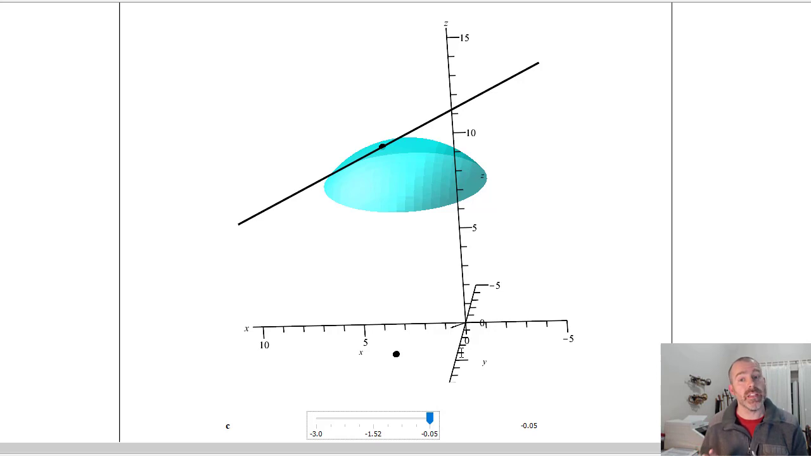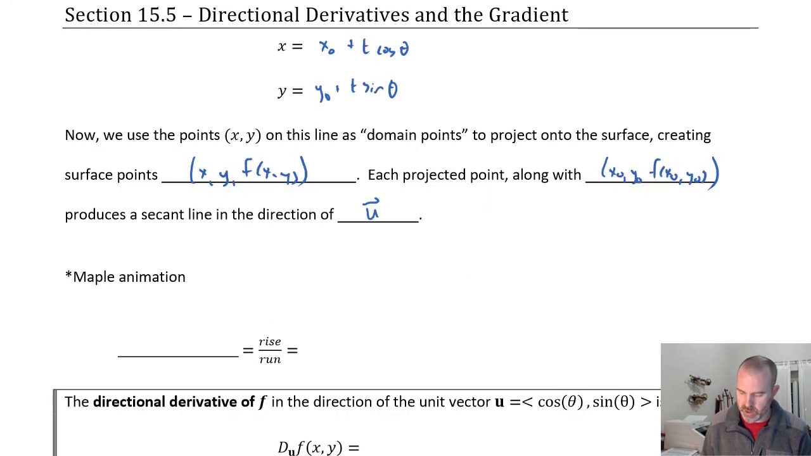And the slope of that tangent line will be the slope in our particular direction. That's our directional derivative. So we're almost ready here. Let's go back to our notes. All right, so the slope of our secant line is just rise over run. So it'll be the change in the z over the change in the xy plane.